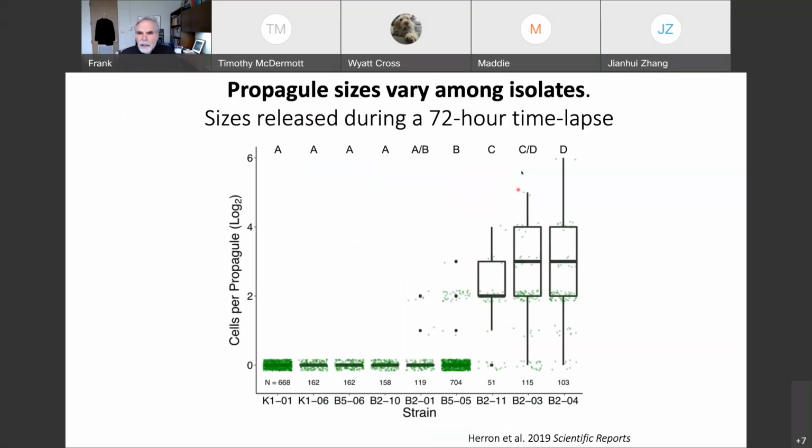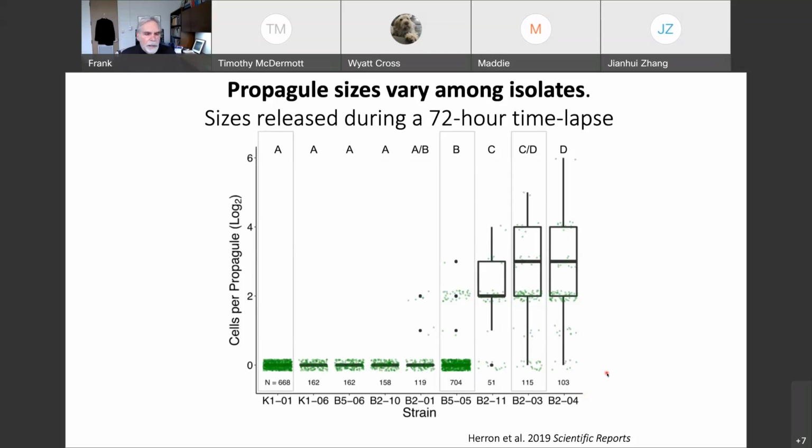Looking at a 72-hour time-lapse video, and taking large numbers of images of strains, we see on the bottom, this is log 2. So these are single cell propagules. And up here are particular isolates from these populations evolved in the presence of predators that had multi-celled propagules.